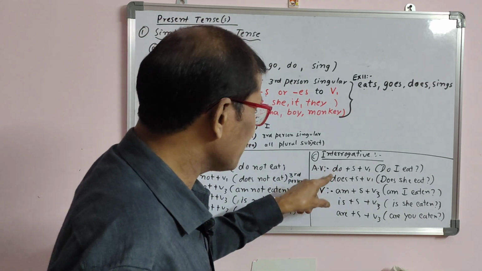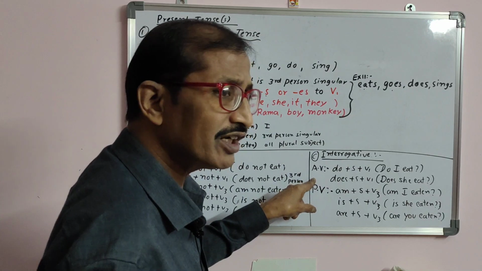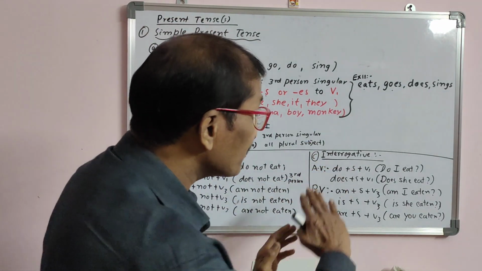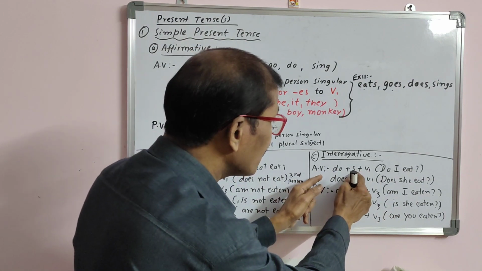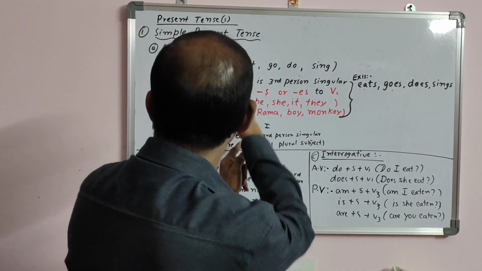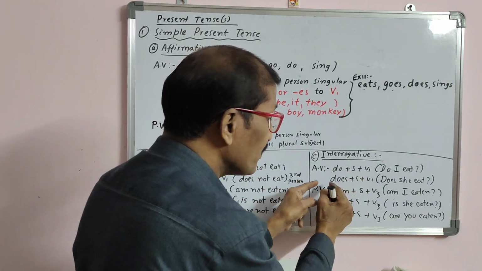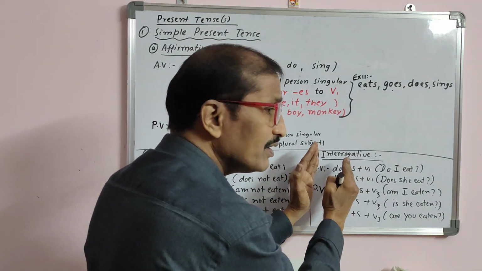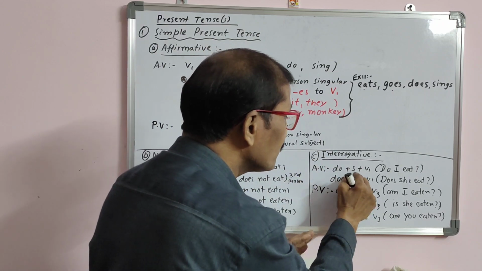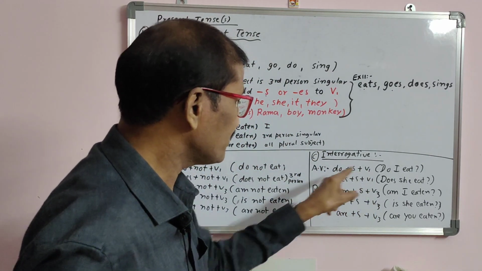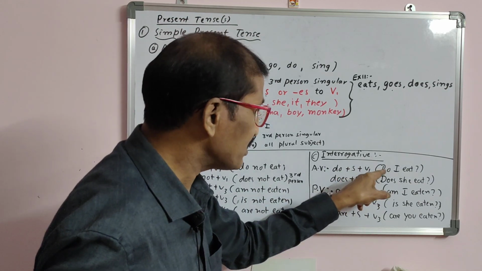The principle is the same. Does is used when the subject is third person singular. For the remaining subjects we have to use do. In the interrogative form, after the first helping verb, the subject comes next, whereas in affirmatives or negatives the subject comes first and then the verb. So: Does subject V1. Do subject V1. Examples I have also given.